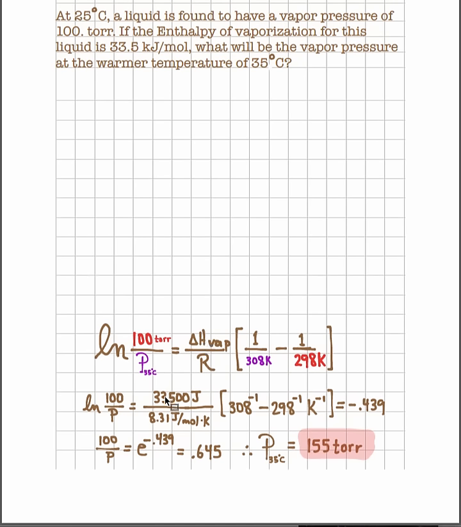Enthalpy of vaporization they gave to us. Make sure that this is in joules because that's in joules. I want the joules to cancel. And to get rid of the natural logarithm, do you remember you take the e to the x on this side and e to the x on this side? So e to the x on this side, e to the x on this side gets rid of the natural logarithm. E to the negative 0.439, 0.645, flip-flop 0.645 in the pressure, and you find 100.